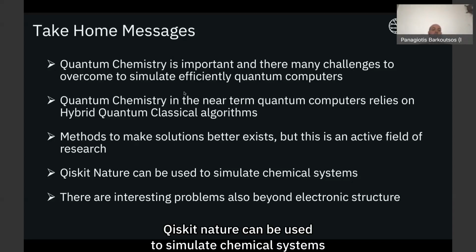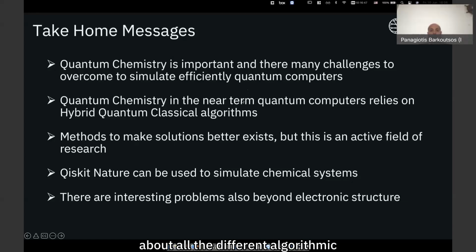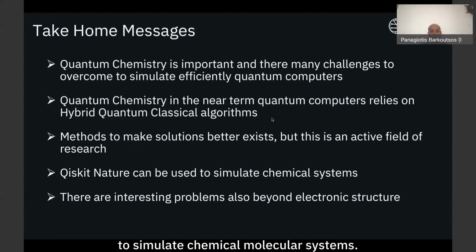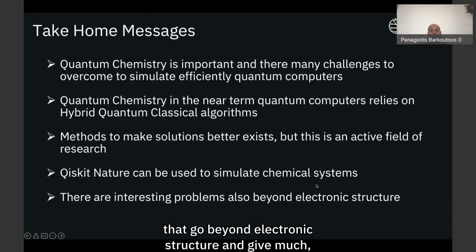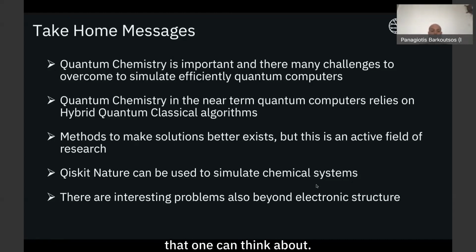Qiskit nature can be used to simulate chemical systems, and not only chemical systems, and gives a tool that is fully automated and can provide information about all the different algorithmic and application related components that one needs to simulate chemical and molecular systems. Eventually, what I mentioned is that there are interesting problems that go beyond electronic structure and give much more information and much different applications that one can think about.